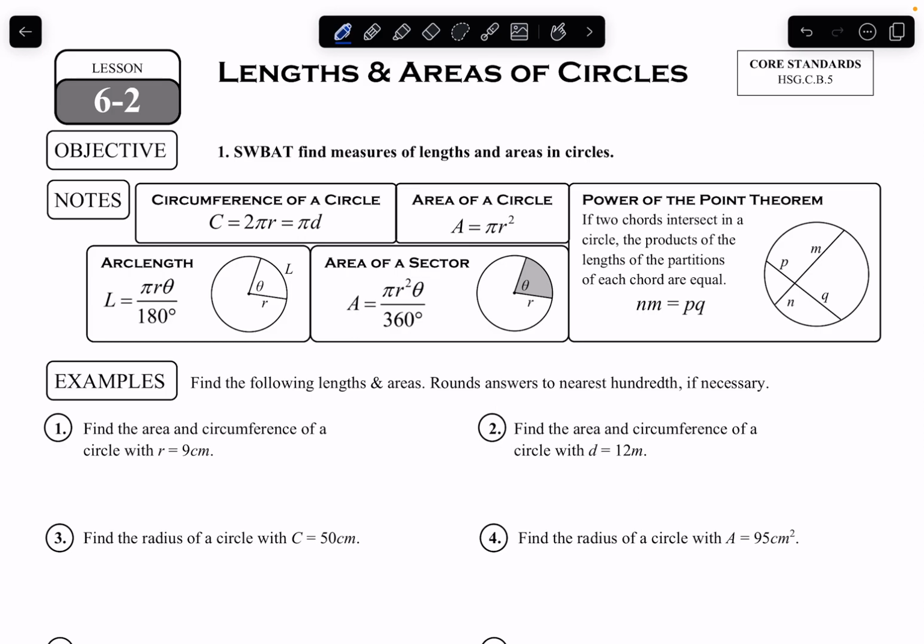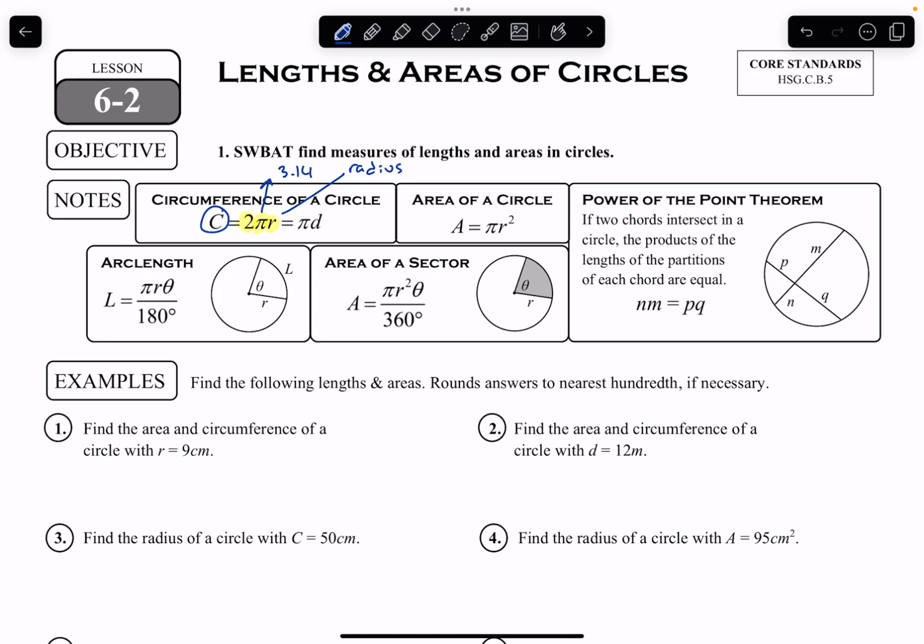First formula, circumference. C stands for circumference. The 2 is always a 2. The pi is always a pi. You are welcome to use 3.14 instead of the pi button on any calculator. That's okay with me. And then R stands for radius, of course.